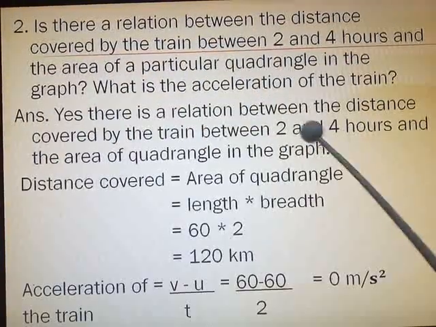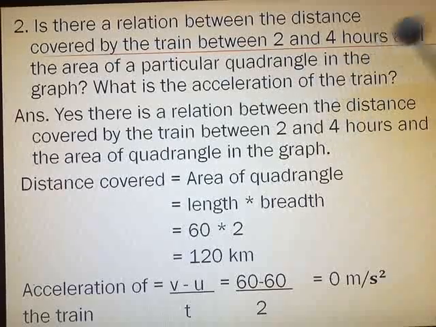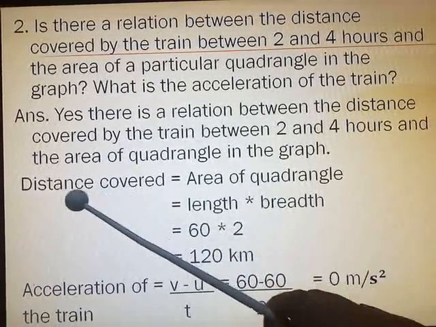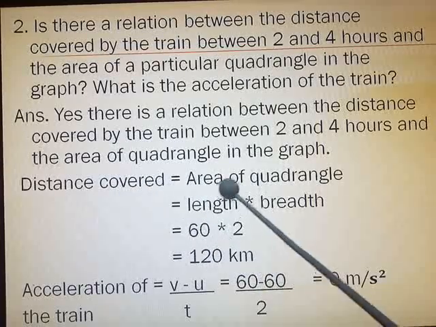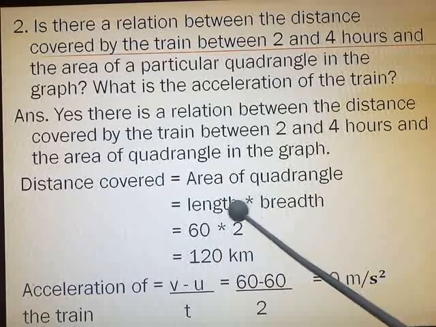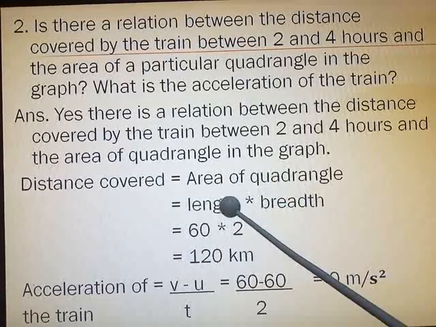Now the second part: what is the acceleration of the train? To find acceleration, you have to show the link. Distance covered is nothing but the area of the quadrangle, that is the area of the rectangle, length into breadth.